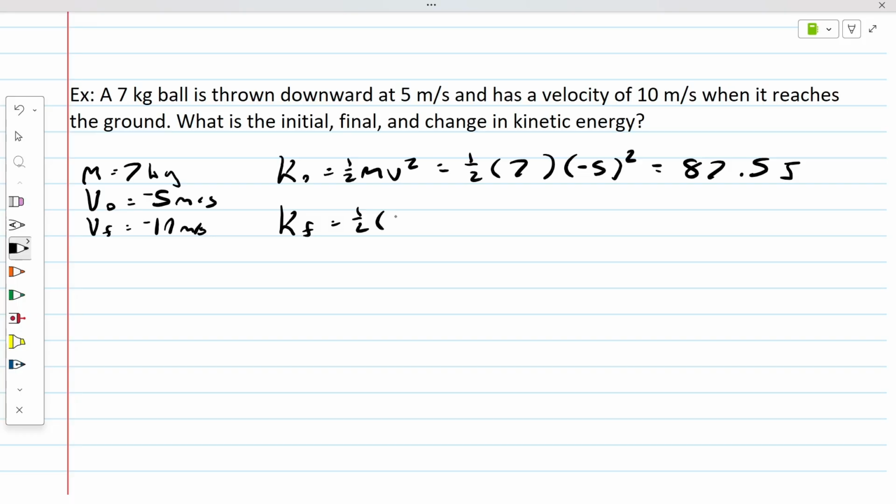And so our final kinetic energy is going to be plugging in our mass, which is not changing, and the final velocity, which is -10, squared. So if we plug that in, we get 350 joules.